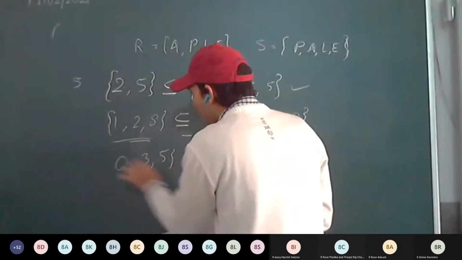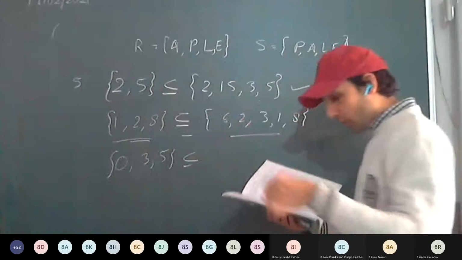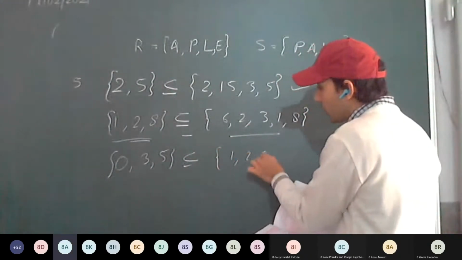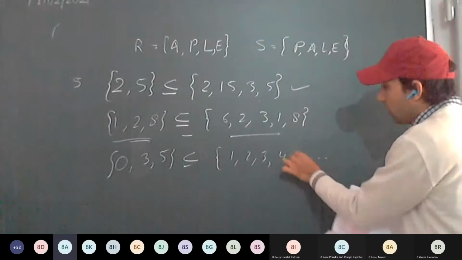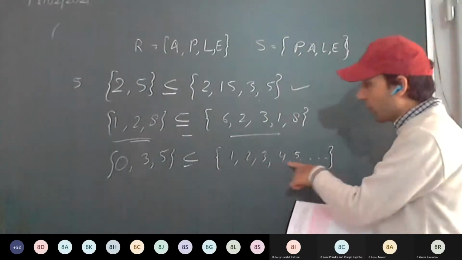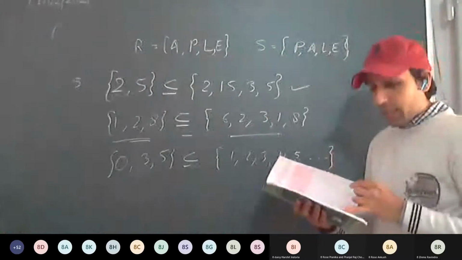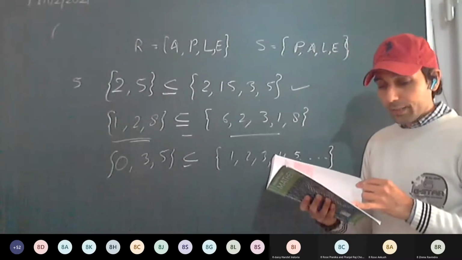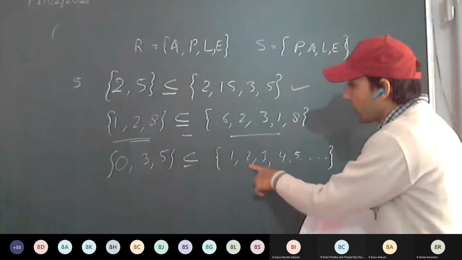Now 0, 3, 5 is a subset of {x such that x is a natural number}. Natural numbers: 1, 2, 3, 4 up to infinity. Write this one in the book. It's given in set-builder form, we have to convert it into tabular form. So 1, 2, 3, 4.